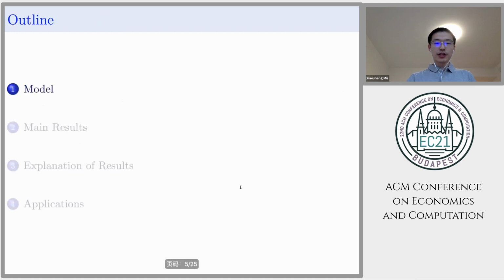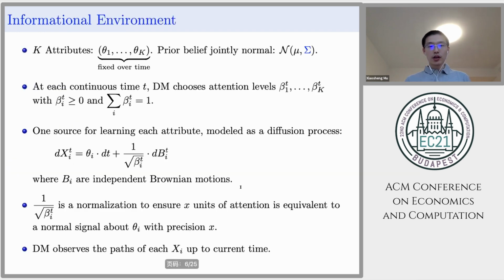So without further ado, let me get into the model setup. In our model, as I said, there are going to be k unknown attributes, theta 1 through theta k, which I assume are fixed over time. There is a joint normal prior belief about these attributes with prior mean vector mu and prior covariance matrix sigma. Time is continuous, and at each instant, the decision maker is going to choose attention levels to devote to these different attributes. These attention levels have to be non-negative and add up to 1.